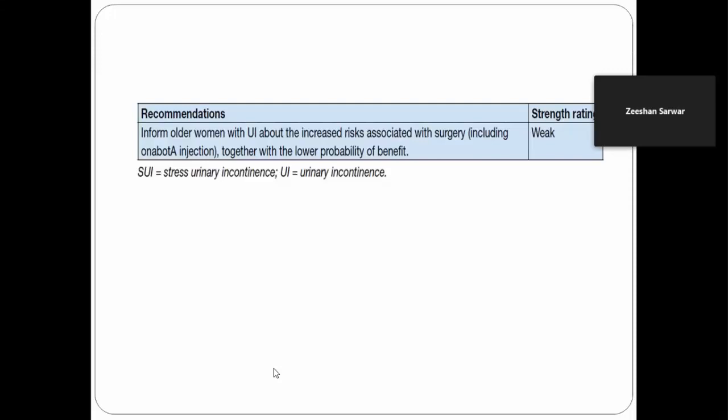So it is recommended to inform older women with urinary incontinence about the increased risk associated with surgery, together with a lower probability of benefit.